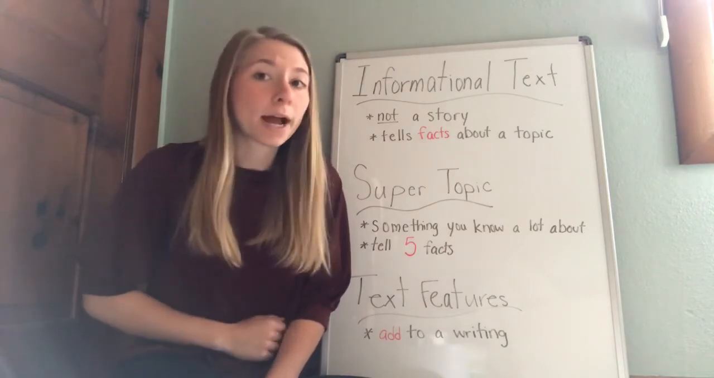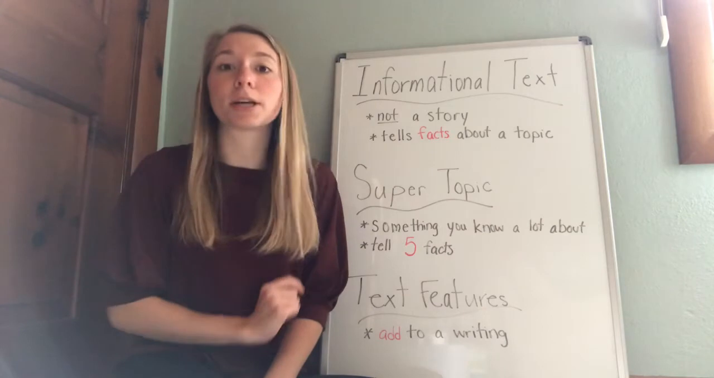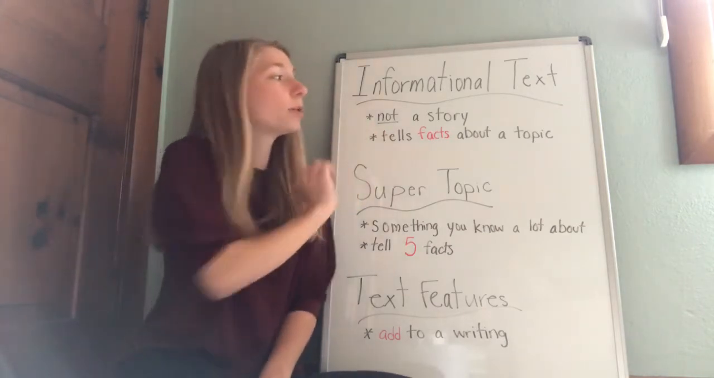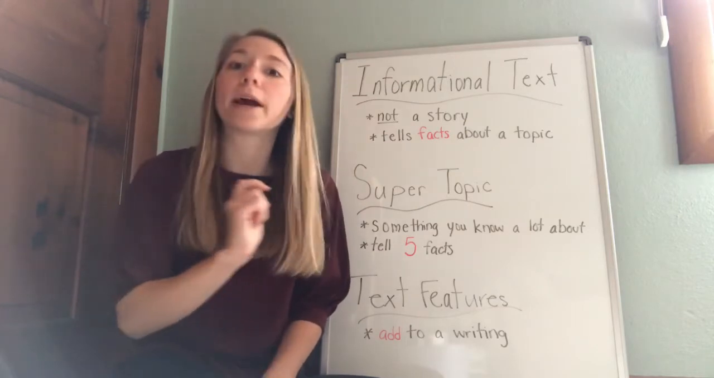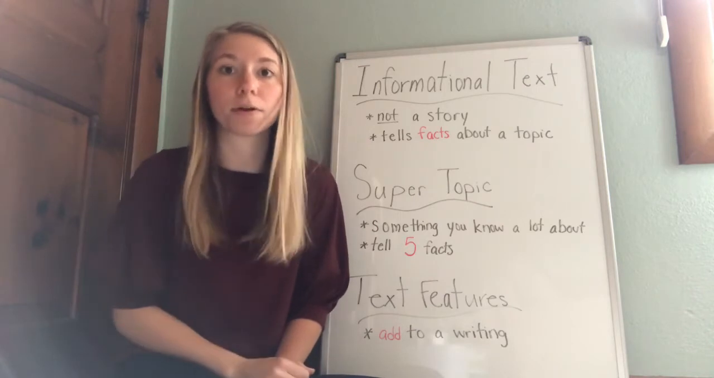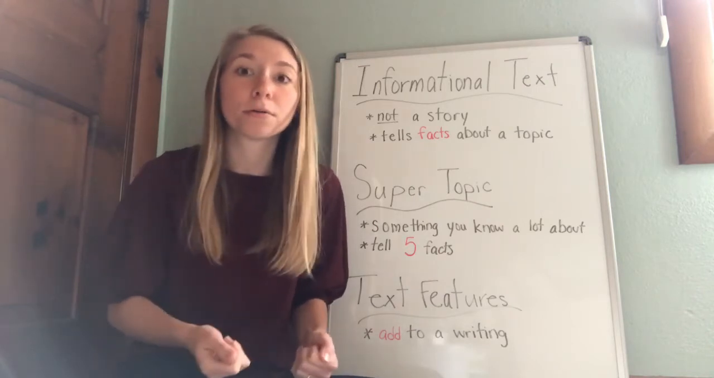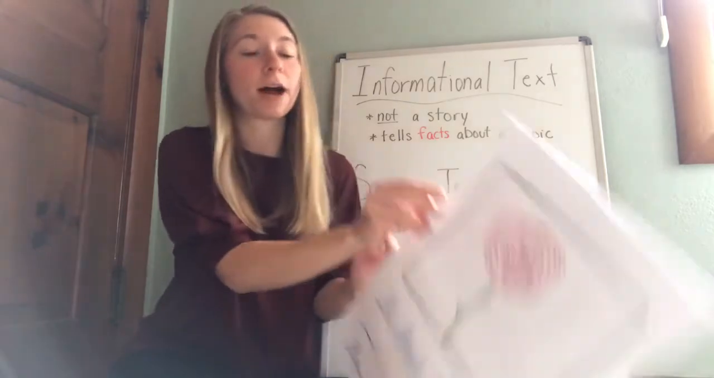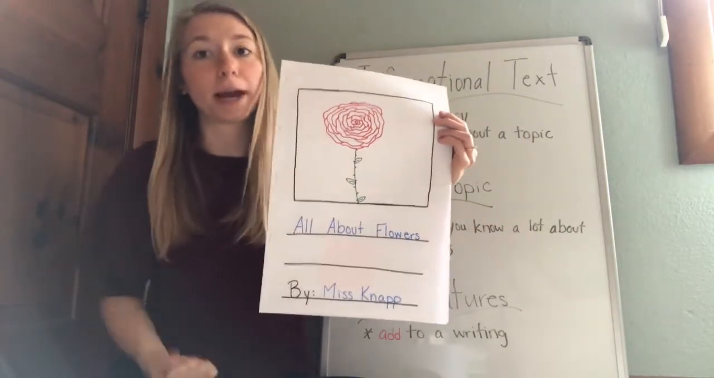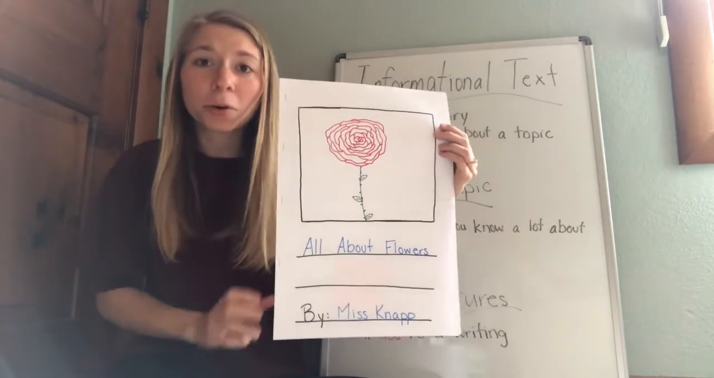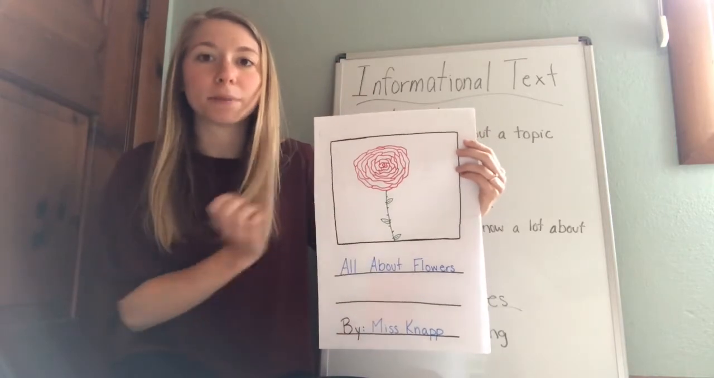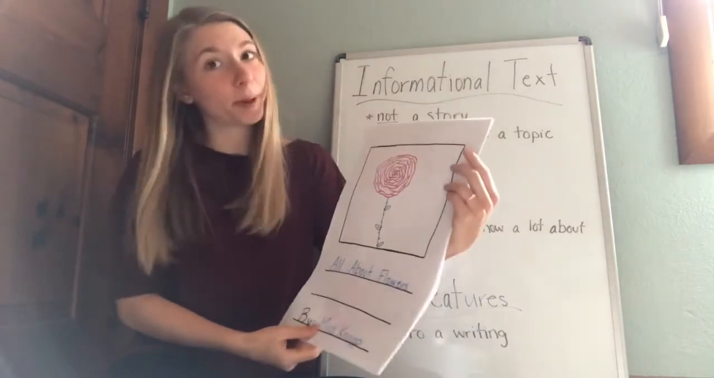So, once I have chosen a super topic and thought of 5 things I can tell you about that topic, now I can go and do my informational writing, and I will write down those 5 facts about that topic and draw pictures for those. Now I have a book. So my super topic last week was flowers, and I wrote my book all about flowers by Miss Knapp, and I hope you had lots of fun writing your informational books too. And so I have pages with my facts and pictures, and I love my book.